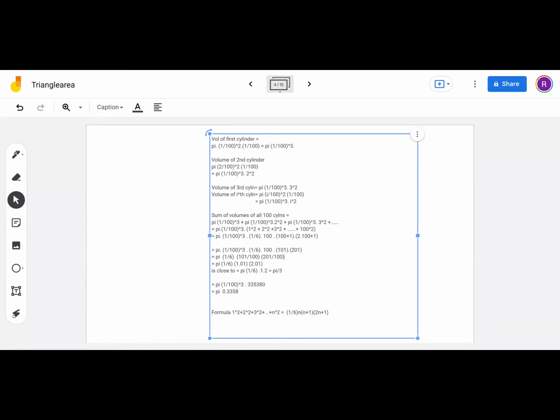And we're putting the formula. So we get 100 times 100 plus 1 times 2 times 100 plus 1. So it's pi into 1 by 100 cubed times 1/6 times 100 times 101 times 201. Okay, which is pi times 1/6 into 1.01 into 2.01. So now it is all multiplied. There is no plus. Correct, Aishwarya? Yes, sir. Now can you correct it without the plus?